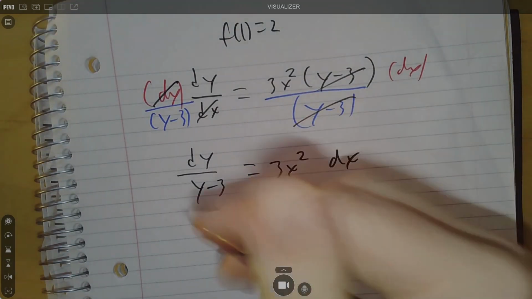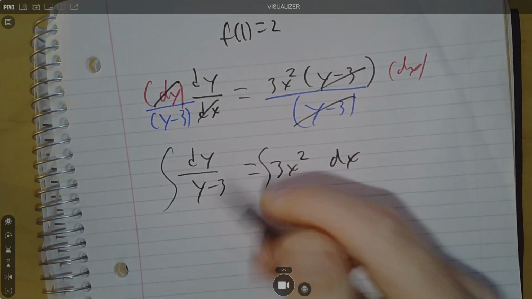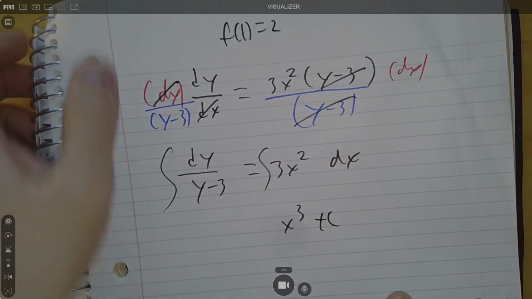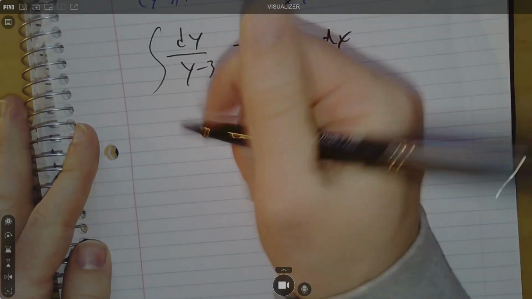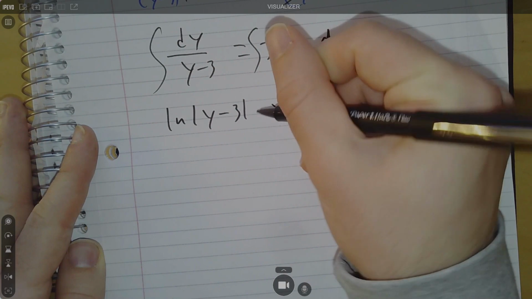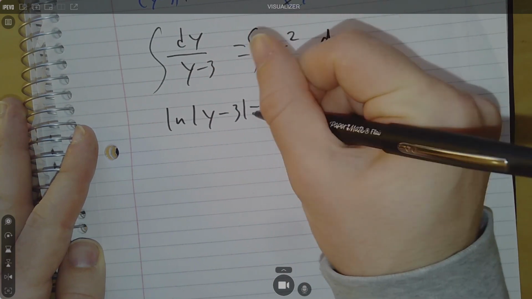Next step, we're going to integrate. Integrate both sides. We're going to get on the right just x to the third plus c. And on the left, we are going to get ln absolute value y minus 3. And the absolute value is really important, and you'll see why in a second.